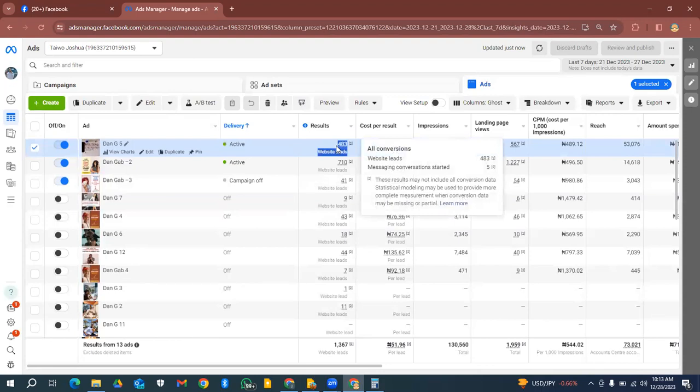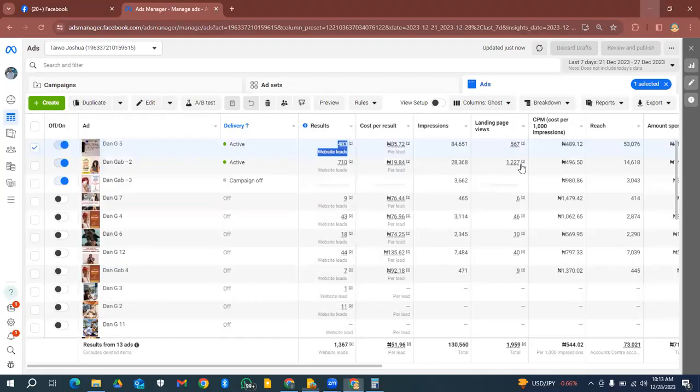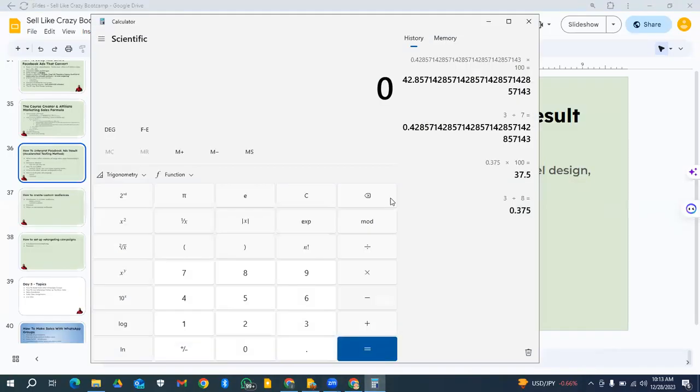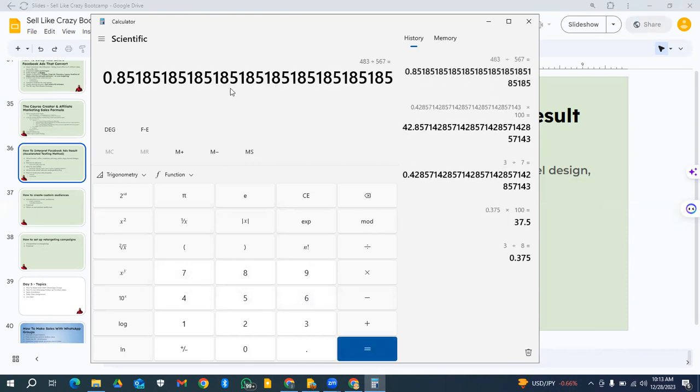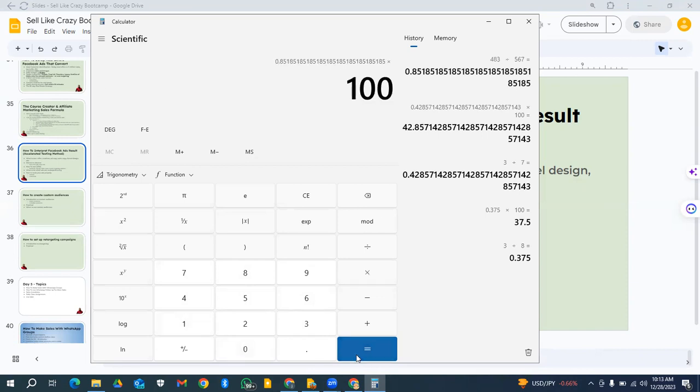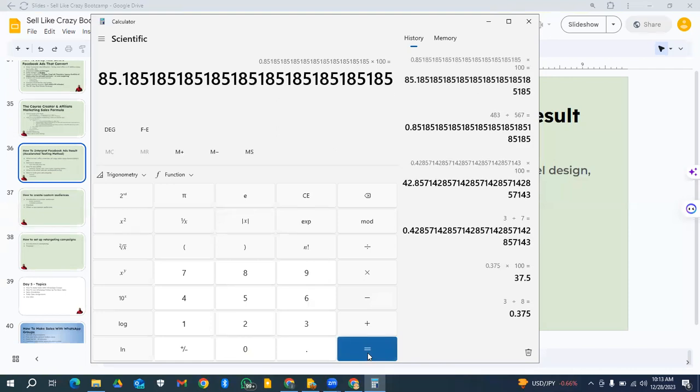You divide the results you have. That's 483 divided by 567. So let's do that here. 483 divided by 567. So you can see this is 0.85. Okay, let's times it by 100. This is about 85%. So this page is converting at an 85% conversion rate, which is really, really awesome, right?